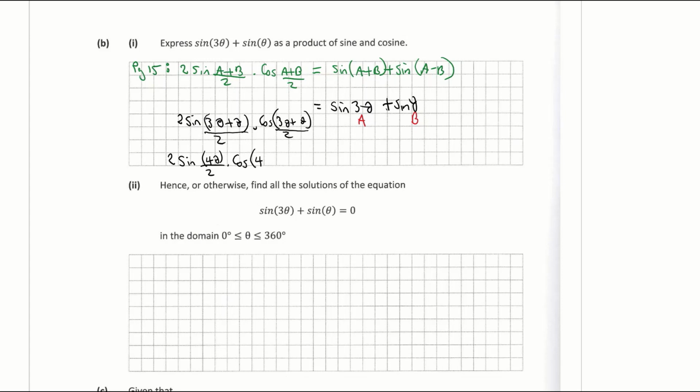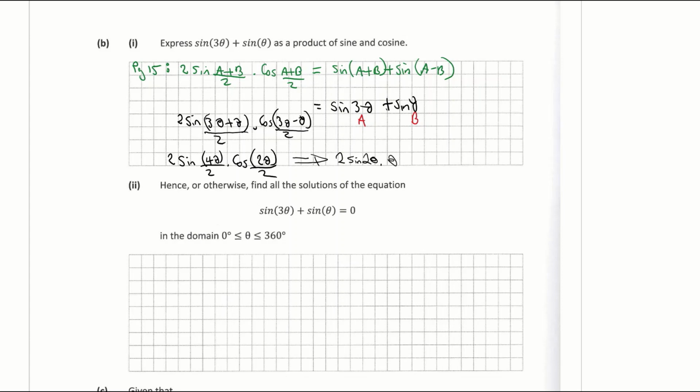Sorry, that's a negative, I should say. Sorry, so it's 3 theta minus theta. And 3 theta minus theta is 2 theta. And when I divide that by 2, I'm getting stuck for space here. So let's go this way over here. So 4 theta divided by 2 is 2 theta. So it becomes 2 sine 2 theta times cos 2 theta divided by 2. So 2 theta divided by 2 is 1 theta, or just theta.